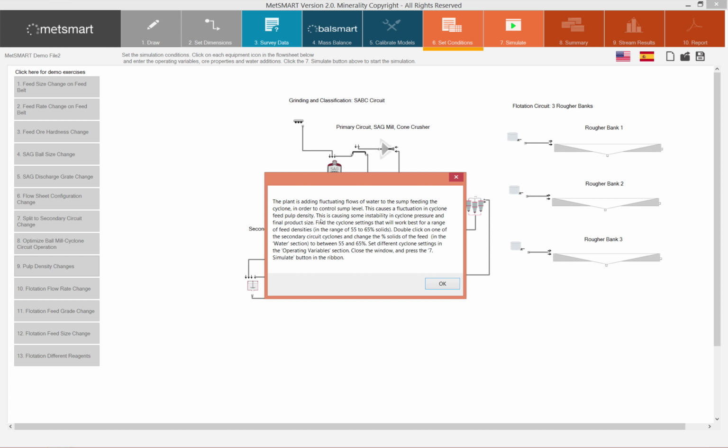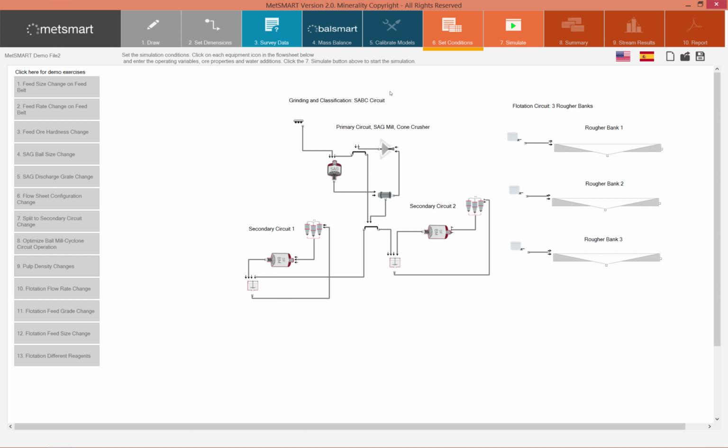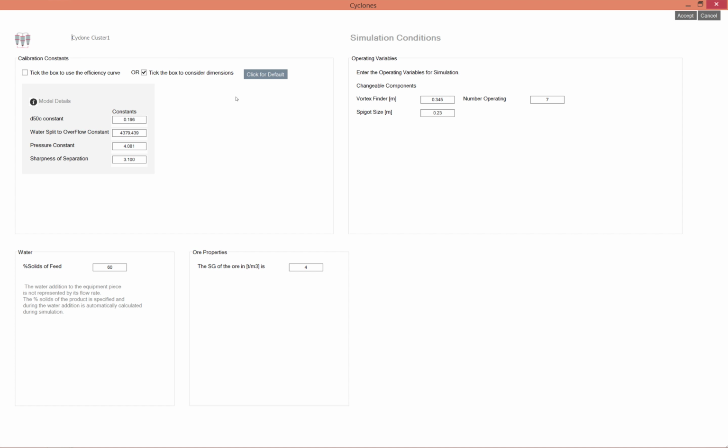In the exercise, we will aim to find the cyclone setting that will work best for a range of feed densities between 55 and 65% solids. So when I click on the cyclone, I am currently feeding 60% solids feed to the cyclone. So let's simulate a 55% solids feed.